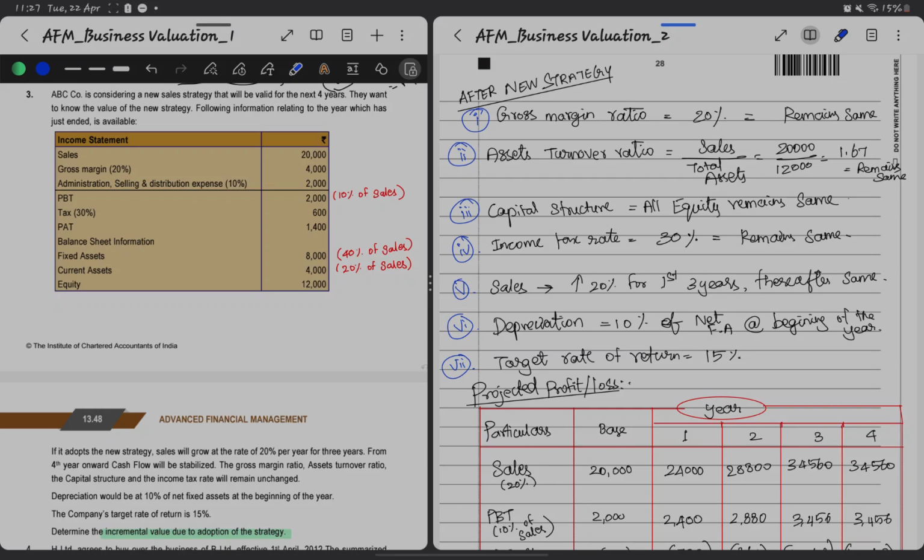ABC Co. is considering a new sales strategy that will be valid for next 4 years. They want to know the value of the new strategy. The following information relating to the year which has just ended is available. Income statement is given, and then balance sheet information also is given. In the income statement, sales is 20,000, gross margin 20%, and then administration, selling and distribution is 20%.